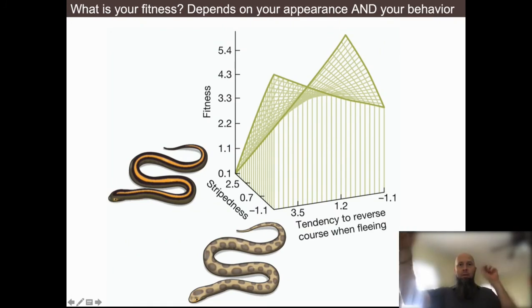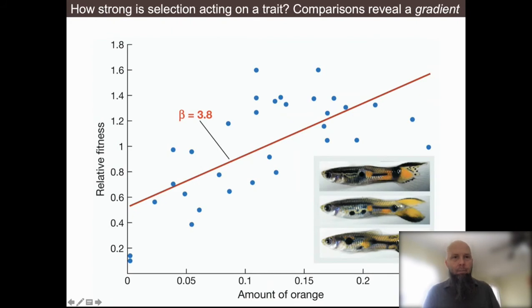Those two combinations represent the highest peaks of this fitness landscape. And so there are instances where multiple components of the phenotype contribute to the fitness of an individual, not just how deep is the beak or how much does the baby weigh, okay? So there are ways in which we can determine the strength of selection acting on a trait.